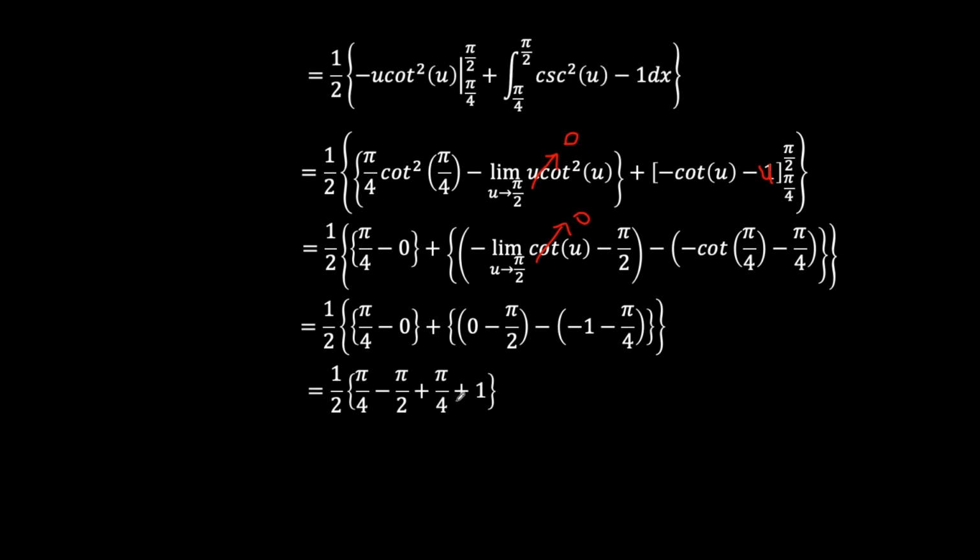Minus becomes plus, pi over 4 plus 1. So plus pi over 4 plus pi over 4 is pi over 2. This entire summation here tends to 0. And so we're left with 1 in bracket. And so our answer is 1 over 2.